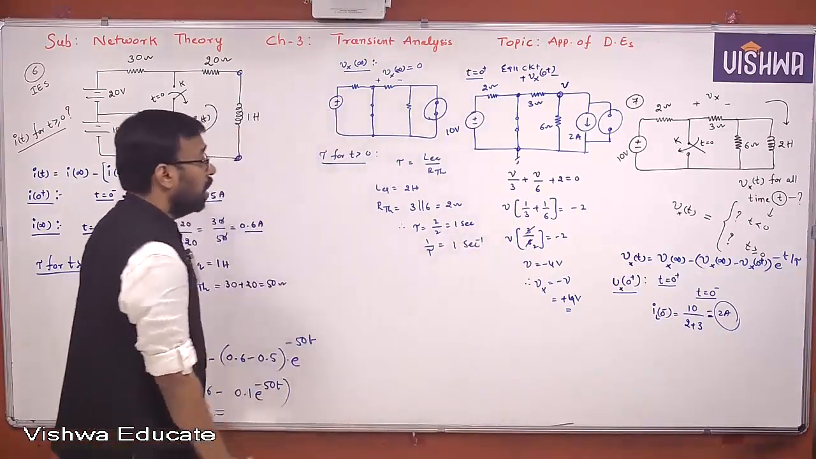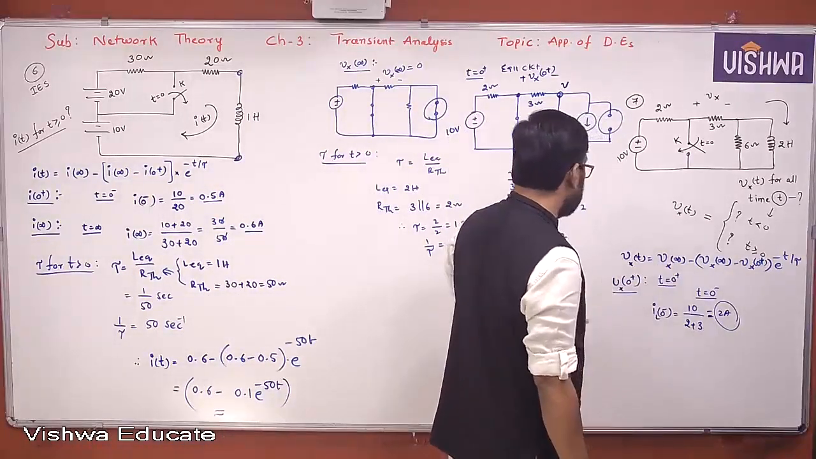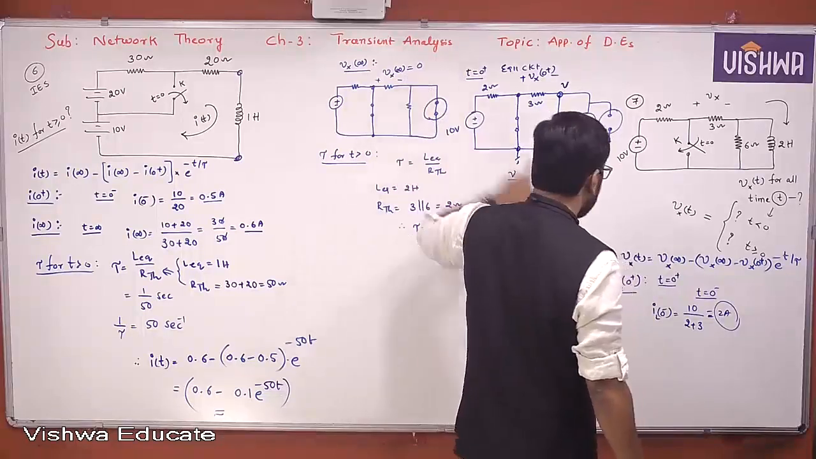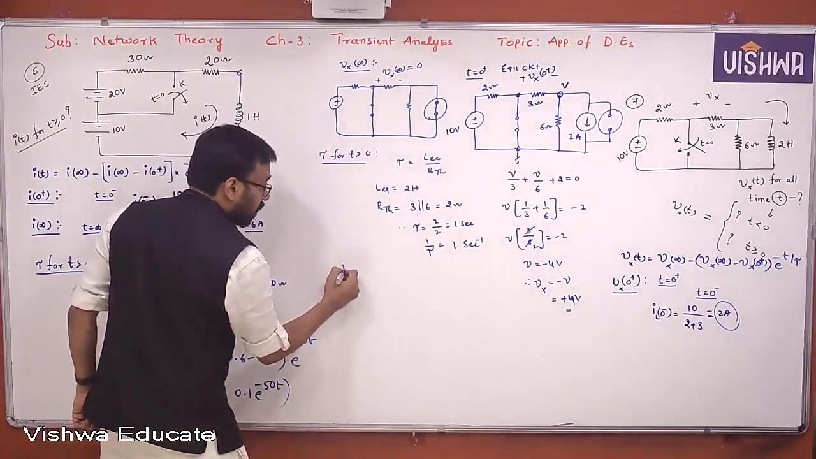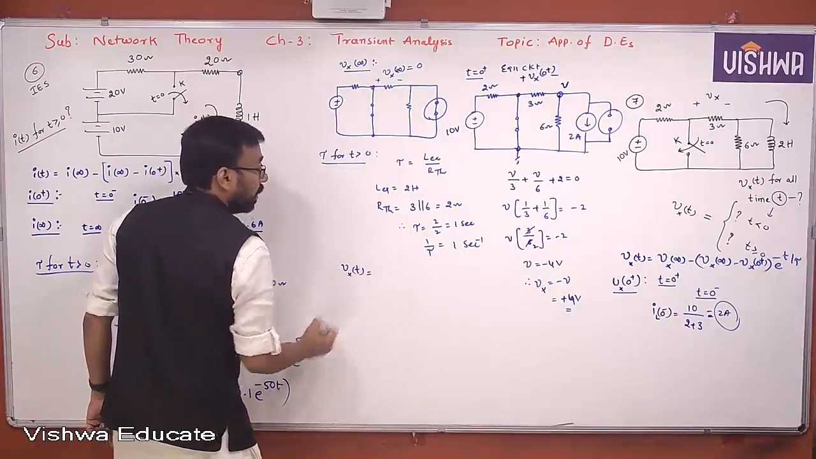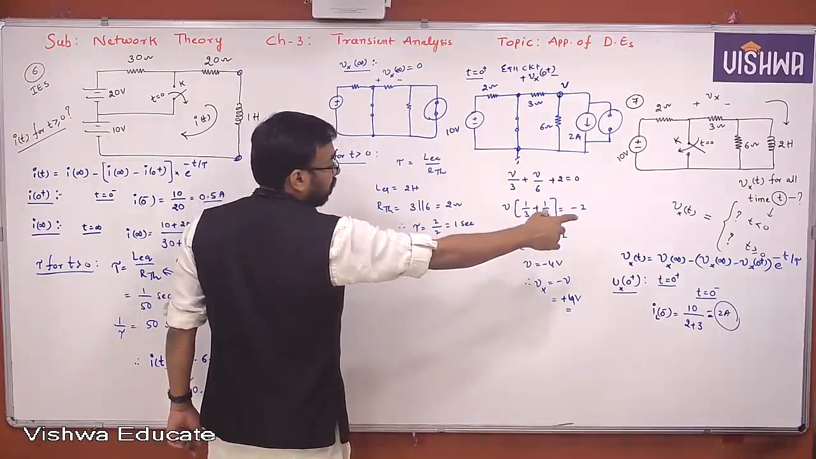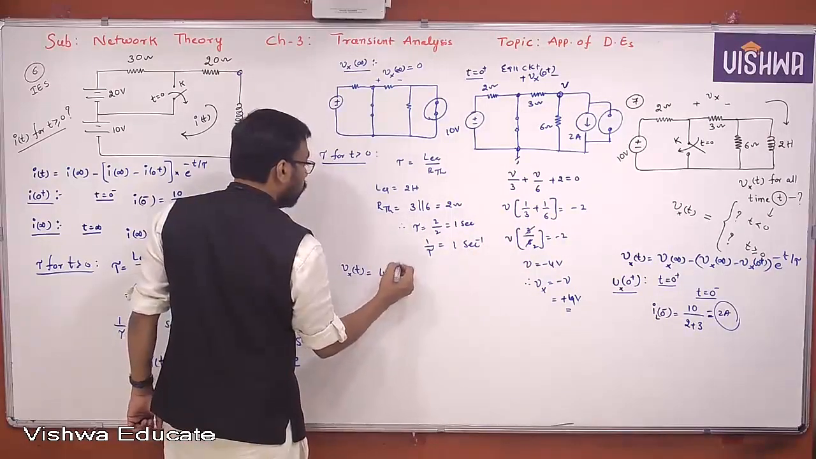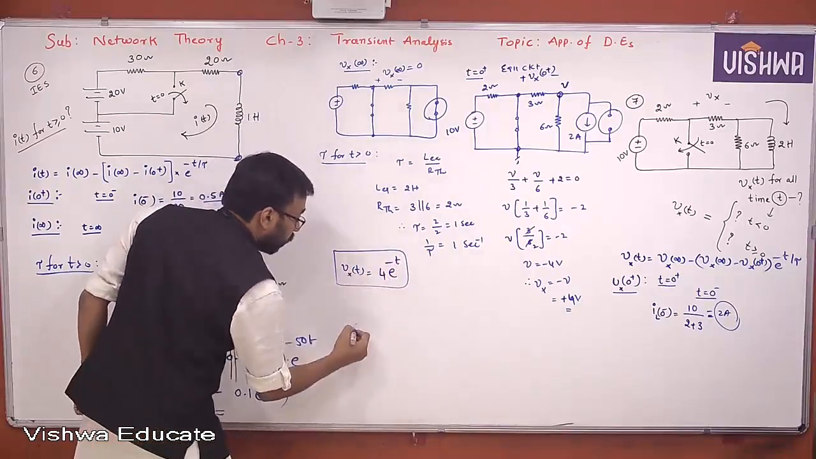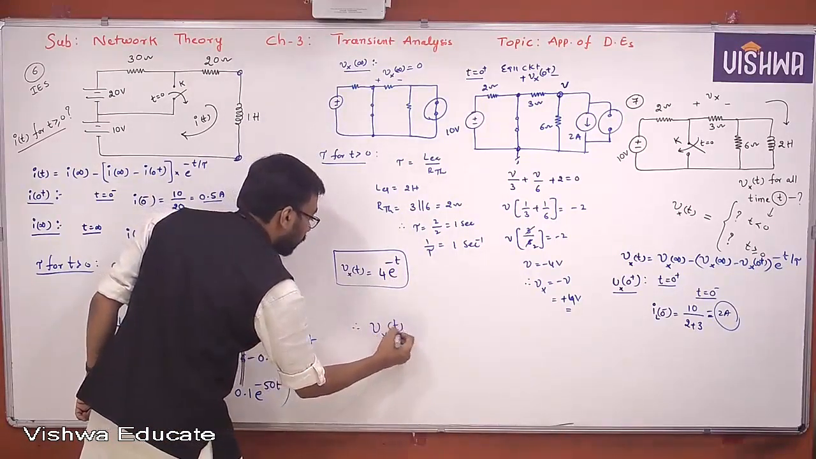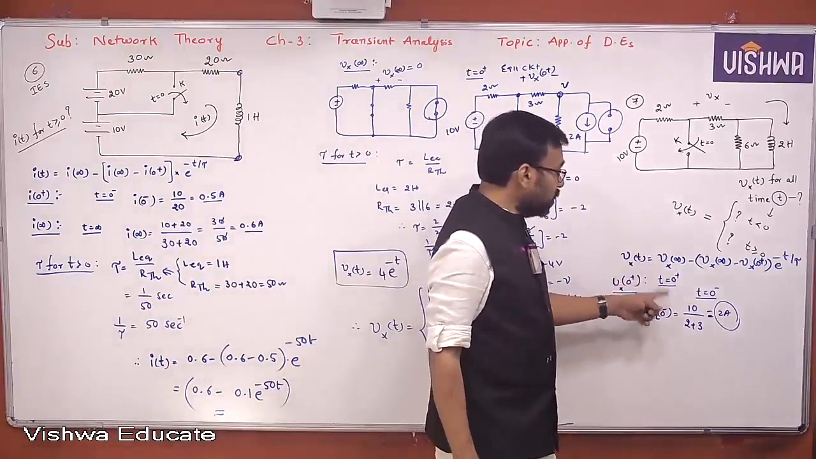Is it clear, all of you? Then I think you got Vx of infinity, Vx of 0 plus, and tau. If you substitute all these in that particular formula, Vx of t can be determined easily. What is that value? 0 minus of minus plus, so 4 into e power minus t.